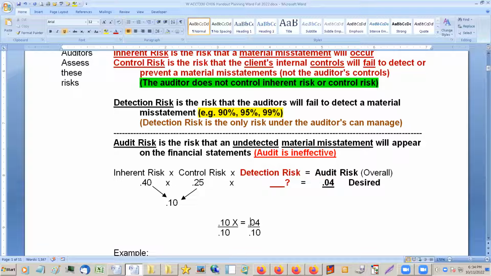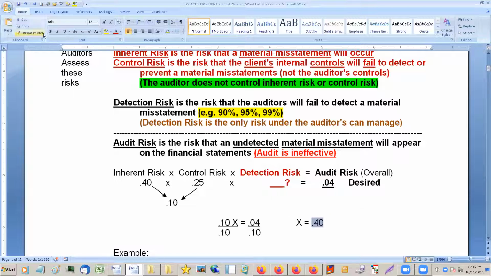So x equals 0.04 divided by, that'd be 40%, 0.40. So yeah, this would be 0.40.